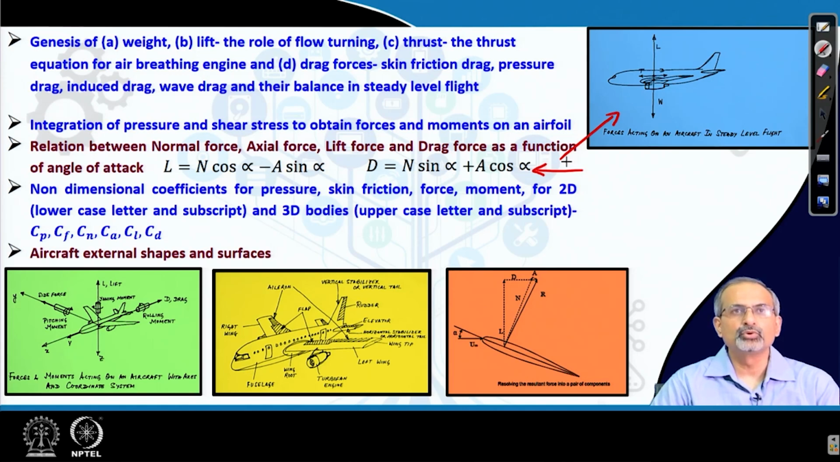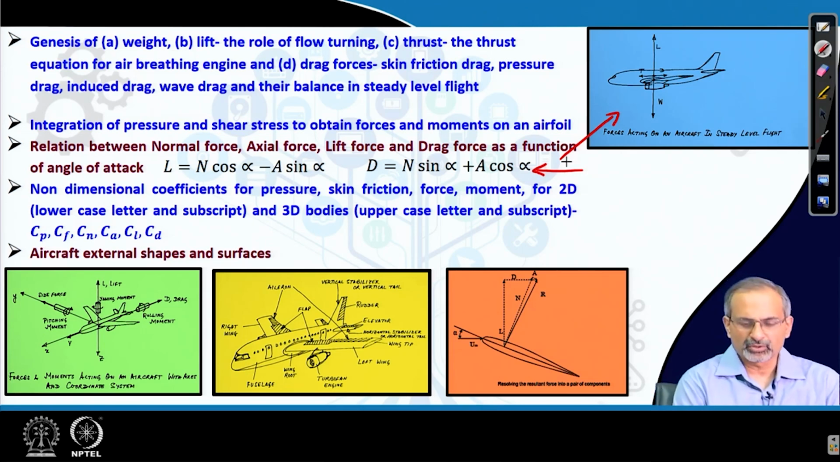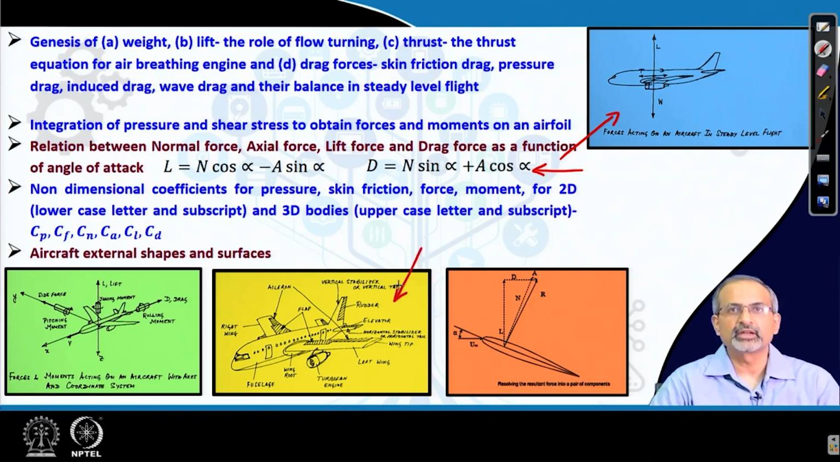Then we learnt about how to non-dimensionalize forces and moments, and in the process we introduced many coefficients like pressure and skin friction coefficient, force coefficients comprising of normal, axial, lift and drag forces, and then different components of moments. In all, we discussed about 3 components of forces and 3 components of moments, and we learnt about the nomenclature, how we indicate it for a 2D and a 3D body, and then we learnt about the external shapes and surfaces on an aircraft which help to maneuver and execute the mission of an aircraft.